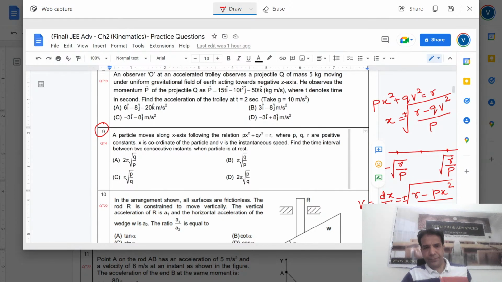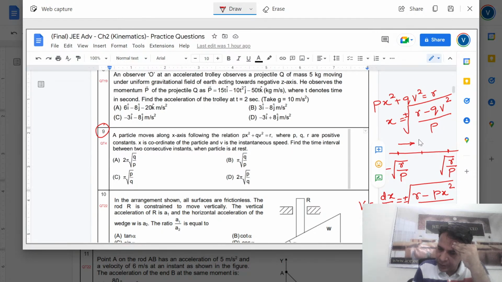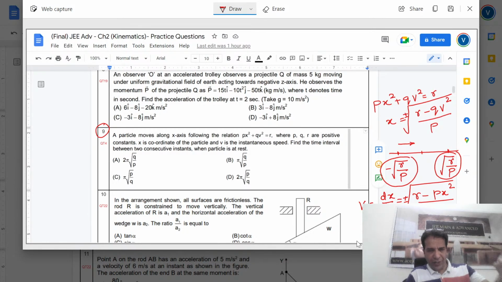Any guesses? Sir, I'm not sure. Okay. Beta, if you take plus, what does it mean? That the particle is moving in the plus x direction? Yes, sir. And the particle will go from minus square root of r by p to plus square root of r by p. If you take v equals minus square root of r minus px square by q, then you will take your limits when you integrate this. After all, you're going to be integrating this from 0 to t and from some initial value of x to some final value, right?